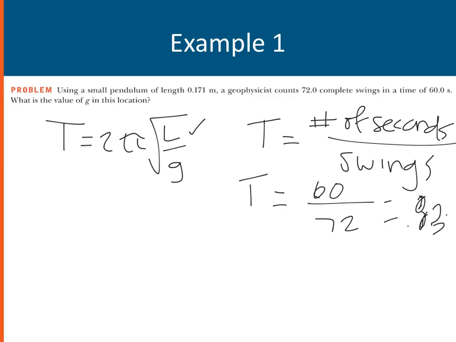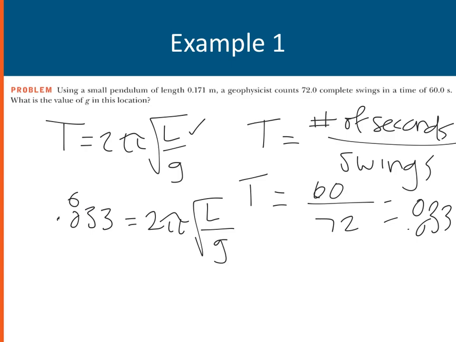Let me try that again. 0.833 would be our period. Then if we plug that in, we have 0.833 equals 2 pi times the square root of L over g. And we know L is 0.171, so if we plug that in, you end up with g equals 9.73 meters per second squared. So close to Earth's gravitational field, but not quite as large.